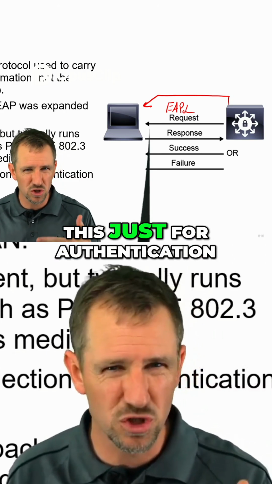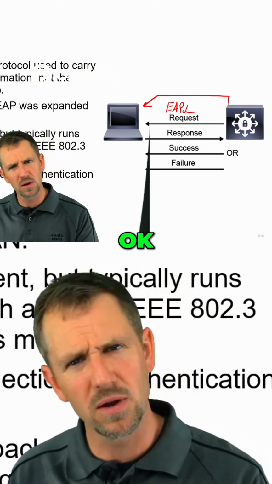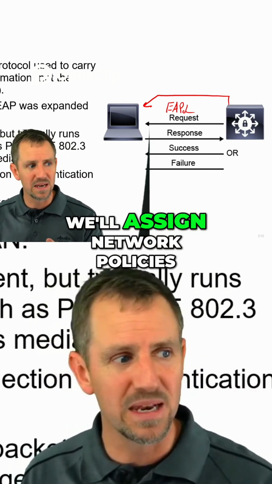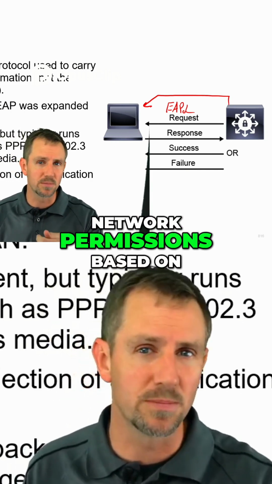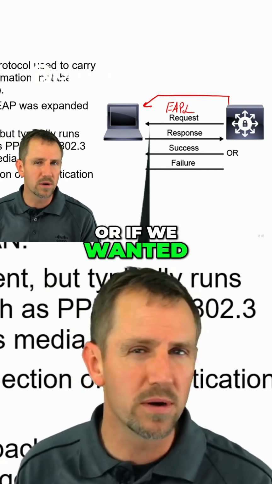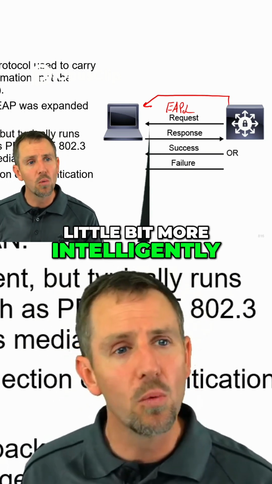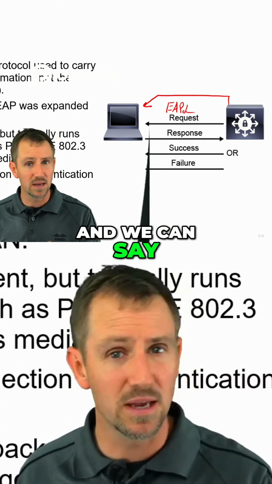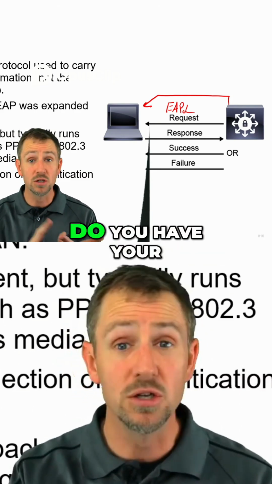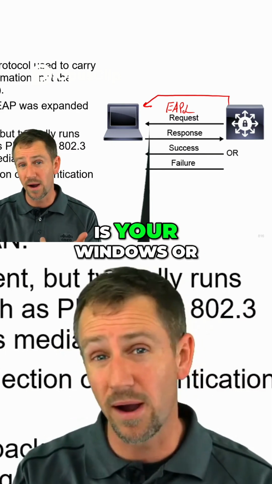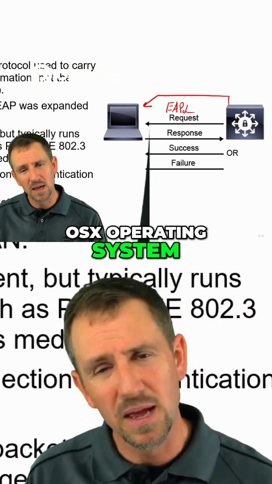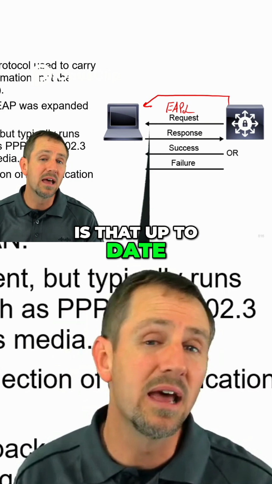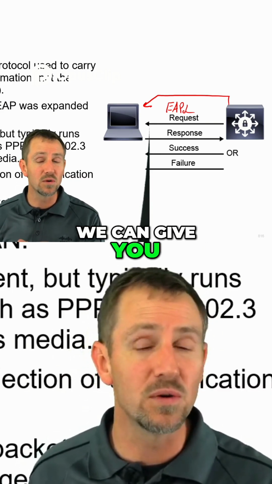So we can do this just for authentication, and we can say, okay, well, we'll assign network policies, network permissions based on who you are. Or if we wanted to do it a little bit more intelligently, we could take a look at your security posture or health status. And we can say, okay, how's your antivirus doing? Do you have your firewall on? Is your Windows or OS X operating system patched and up to date? And if it isn't, we can give you a different policy.